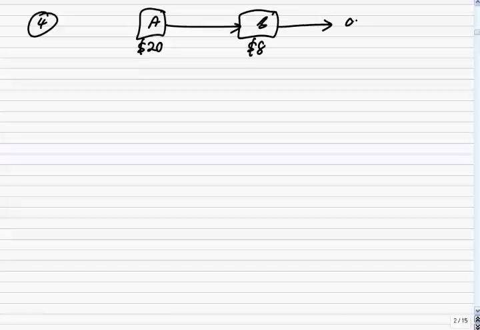Look with me at example 4. Example 4, in fact, is exactly the same as the one we've just done, in that A has costs of 20. They're selling to B, which has its own costs of 8, and B is selling outside at a selling price of 30. And this time it says, suggest a sensible range for a transfer price. And the way to approach it is this. First of all, pretend you're manager of Division A.